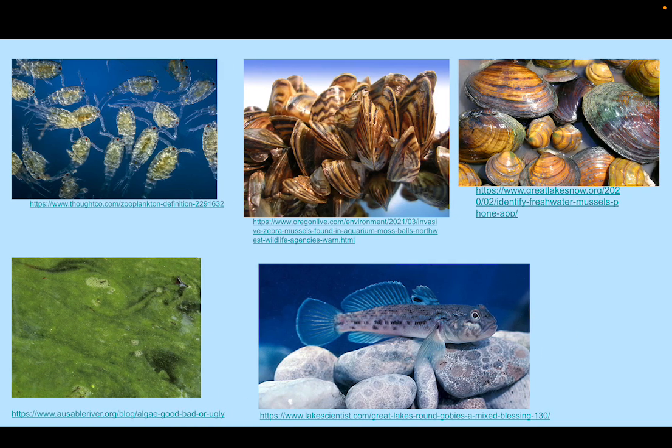When zebra mussels remove plankton from the water, it doesn't just affect one species. It can alter the entire food web. Clearer water lets more light reach the bottom, which can boost the growth of attached algae and plants. Native mussels can be smothered under carpets of zebra mussels. Less plankton means less food for certain fish.